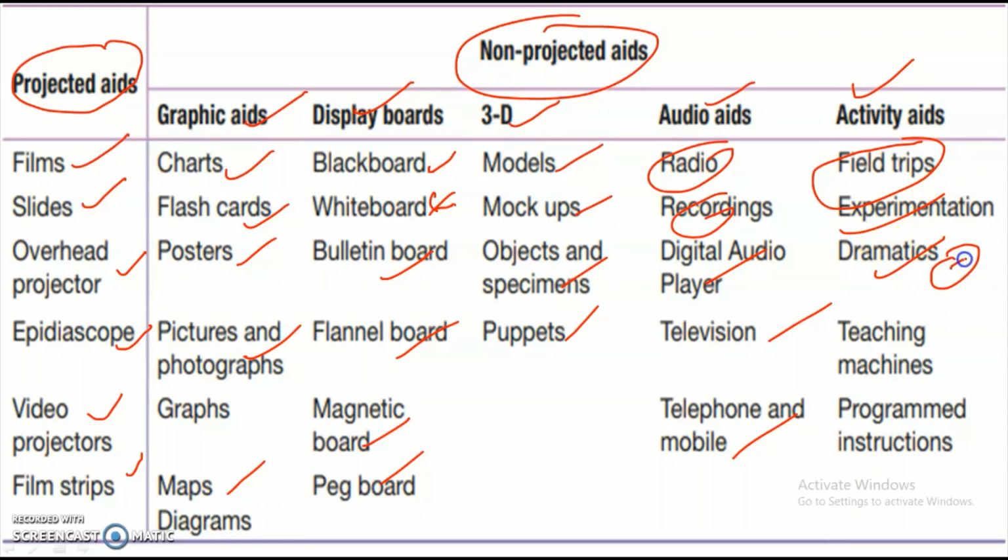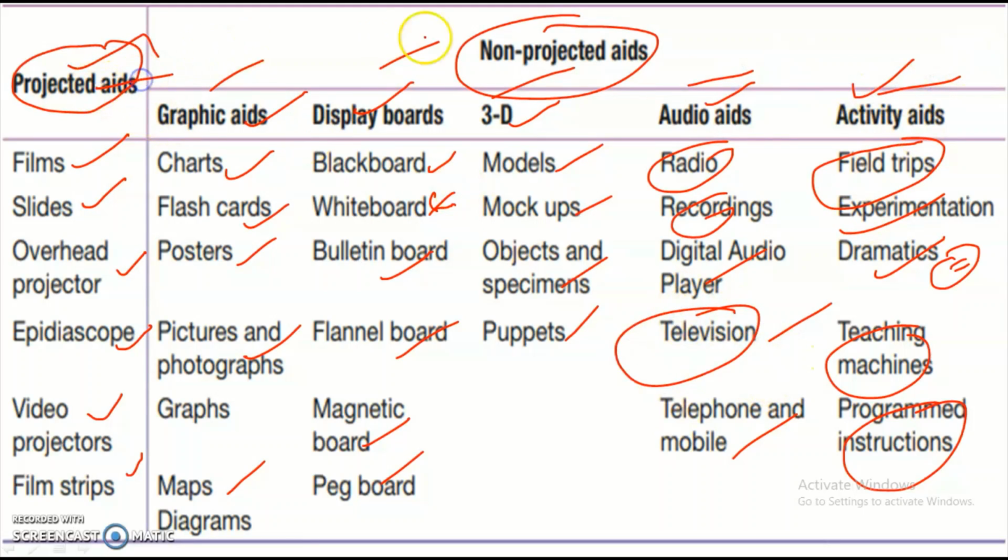Activity means we have to do the activities in the field and do experimentation in the labs, dramatics, doing some drama and showing them, and teaching machines, and some programmed instructions, right? So just remember these names as per this category, because we may get a question based upon this. They may ask you whether television comes under the projected aids or the non-projected aids. So you have to understand that television comes under the non-projected aids, right?